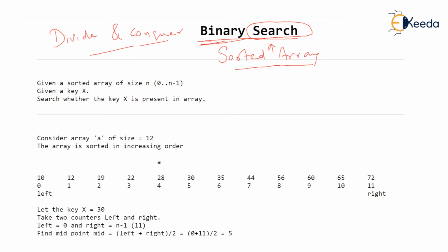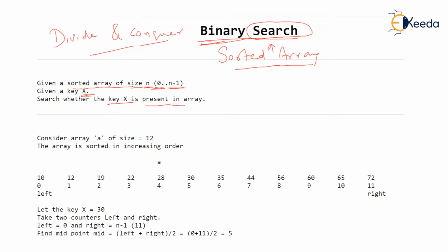But first of all, we are given a sorted array, as you see, array which is sorted and size is n. So the locations are 0 to n minus 1. And we want to search a key, some value. Key is the value that is x. And search whether key x is present in the array or not. Here goes the first example.